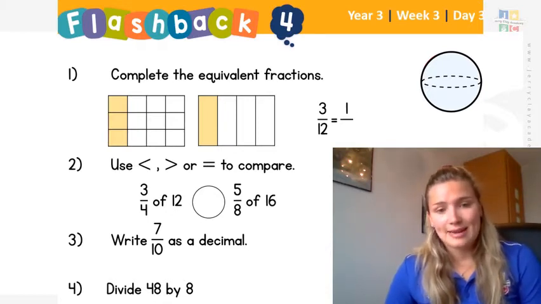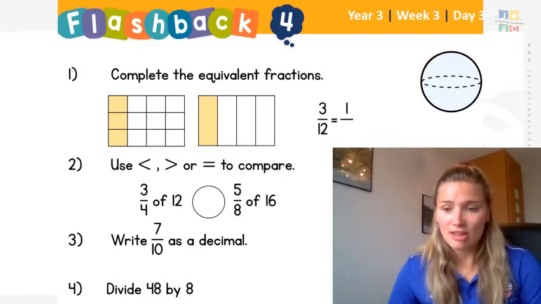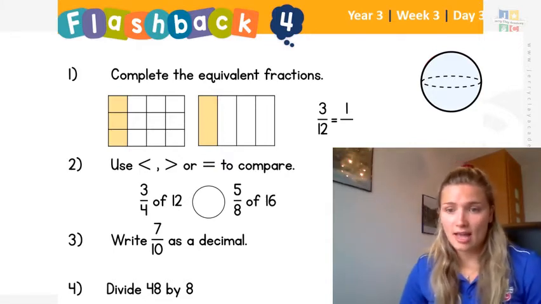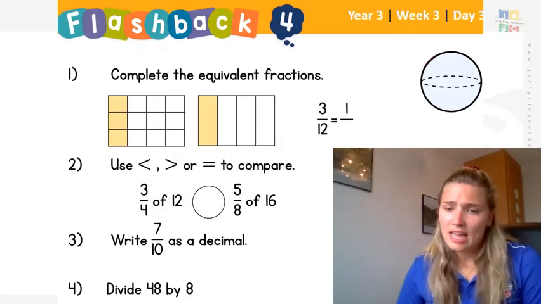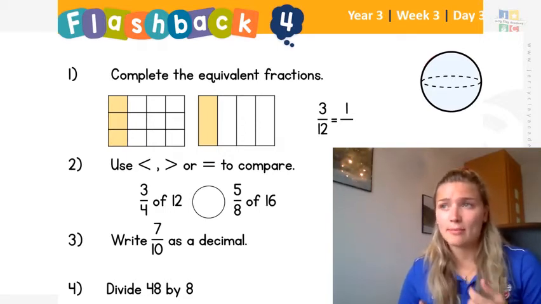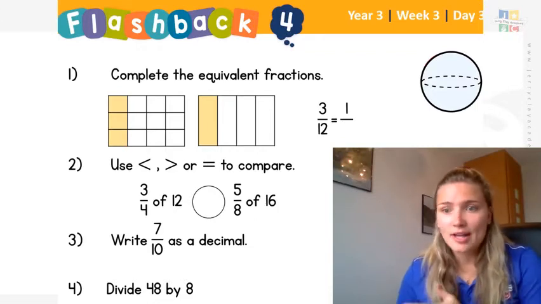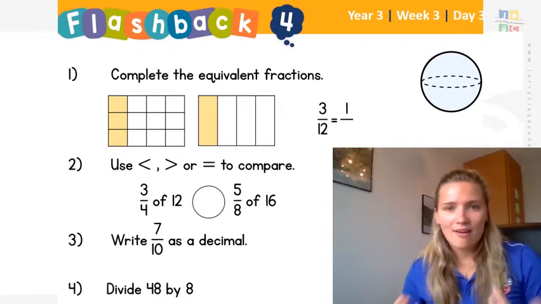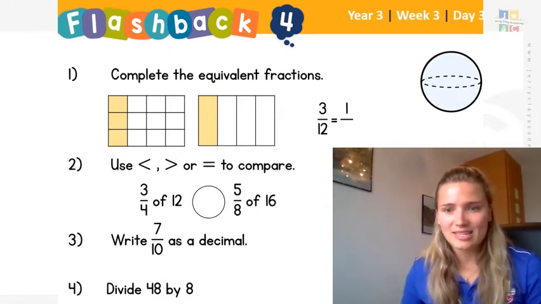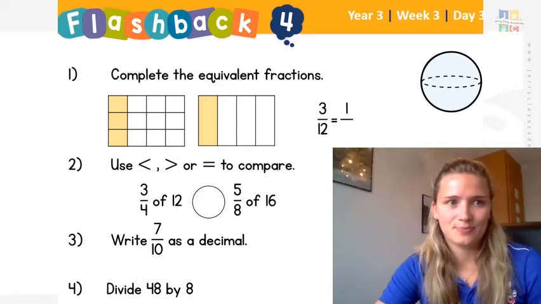Then for number three, you're writing 7/10 as a decimal, so thinking maybe using your column method, columns to show it. And then finally, it's 48/8, thinking about how you might use this. So you might be able to do your times tables or your circle method to show it as well. So pause the video now, have a go at showing me that, and then once you've done that, come back to me and we'll see if you've got your working out all correct.